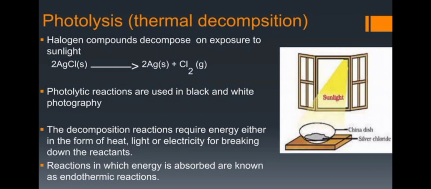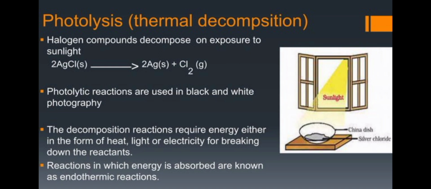of volume. Photolysis, photolytic decomposition. Halogen compounds decompose on exposure to sunlight. 2 AgCl(s) → 2 Ag(s) + Cl2(g). Photolytic reactions are used in black and white photography.